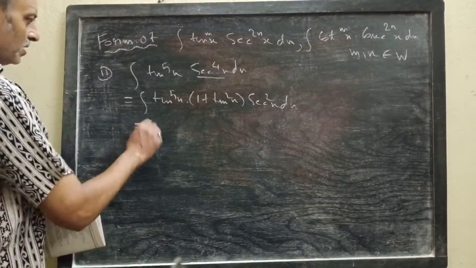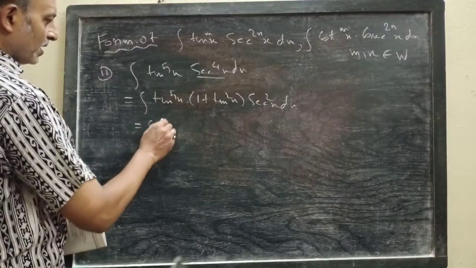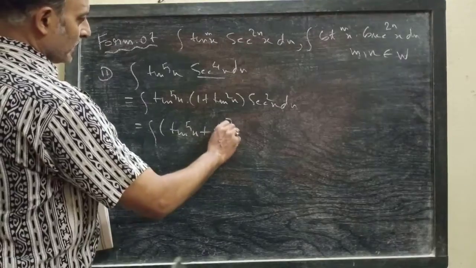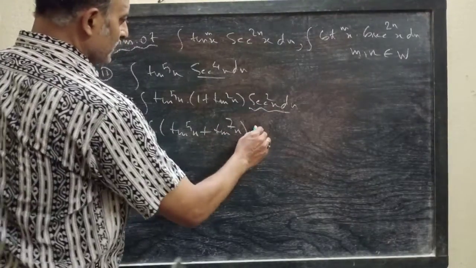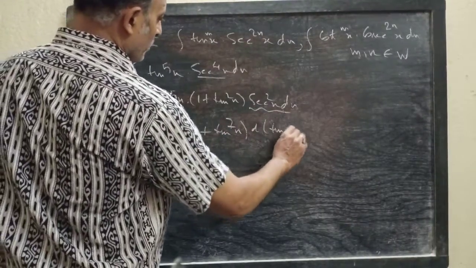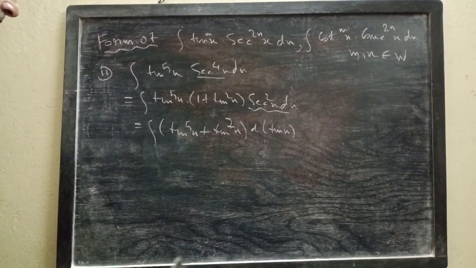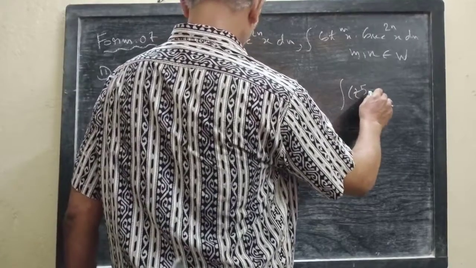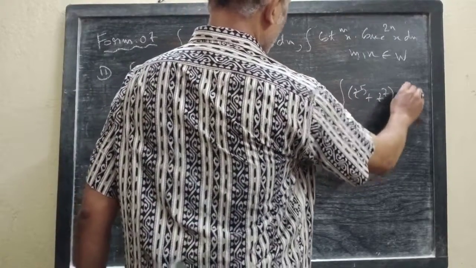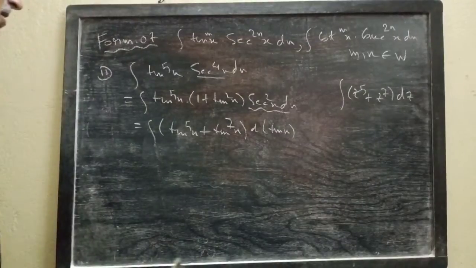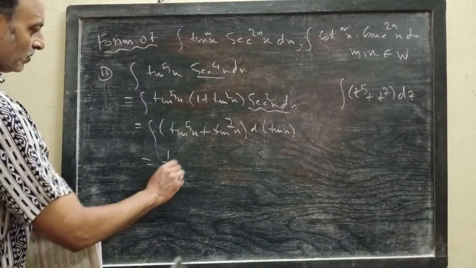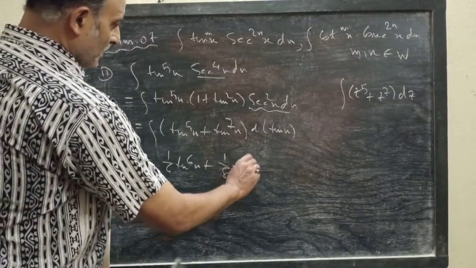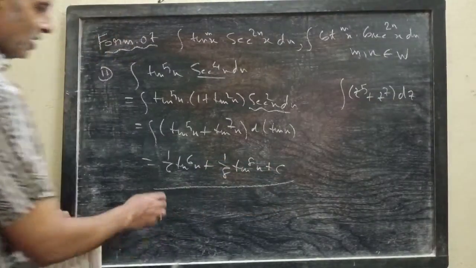Now you can write in this way. Push this within the bracket, you get 10 to the power 5x plus 10 to the power 7x, and now I am writing this as d of tan x. Now this is equivalent to this integration z to the power 5 plus z to the power 7 dz. So your answer will be 1 by 6 tan to the power 6x plus 1 by 8 tan to the power 8x plus c.